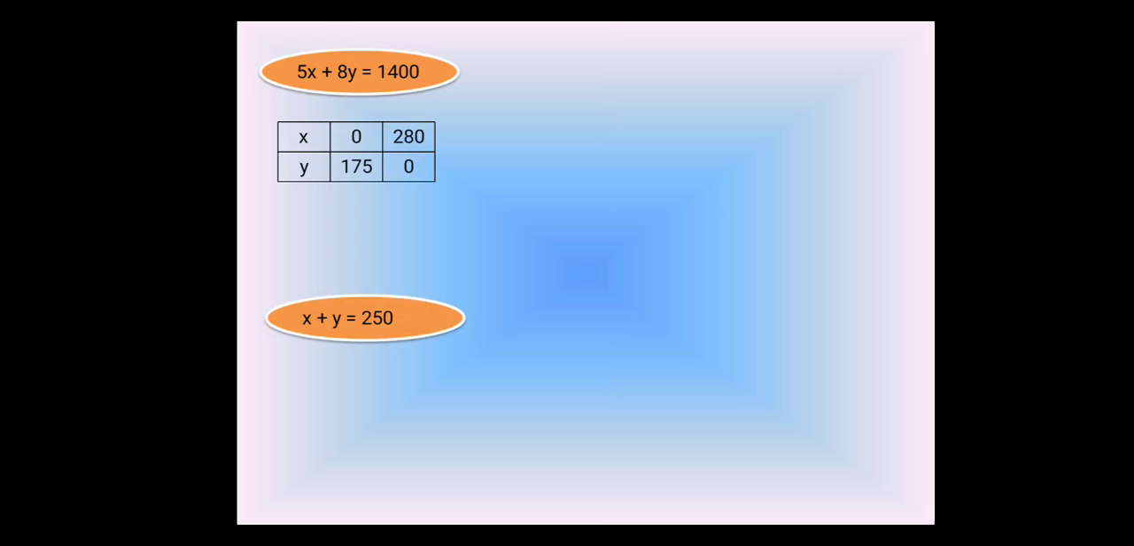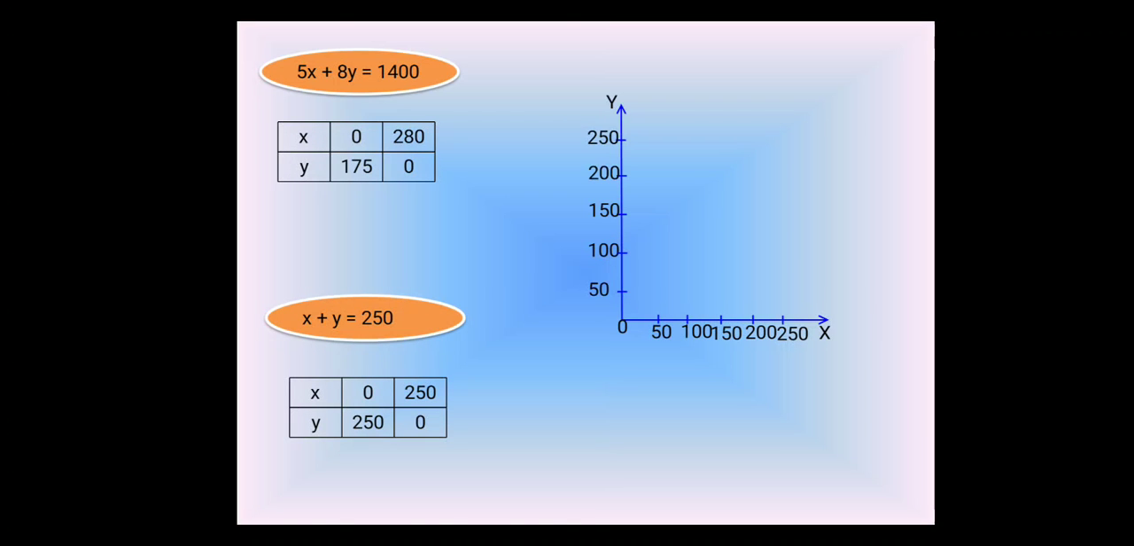Considering the equality 5x plus 8y equal to 1400, we get the first point as 0 comma 175, second point as 280 comma 0. Considering the second equality x plus y equal to 250, we get 0 comma 250 and next one is 250 comma 0. Plotting the graph, first point is 0 comma 175, next point is 280 comma 0. We have a line by joining these 2 points. Both the inequalities are less than or equal, hence we are shading towards the origin.